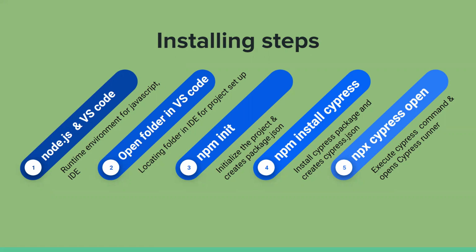And you will create cypress.json, which will have a different configuration for Cypress itself. And we are going to execute the npx command to open the Cypress runner, where you can find all the test cases, you can debug, you can run, and you can see the results. So we will do it step by step.